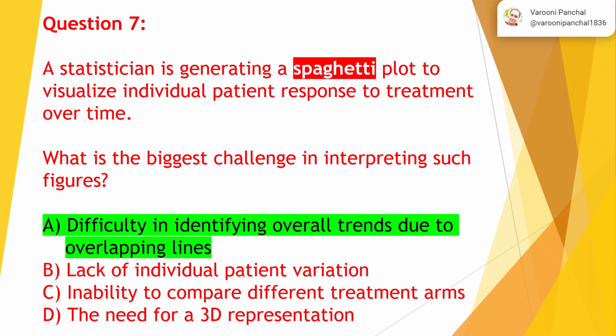Question 7. A statistician is generating a spaghetti plot to visualize individual patient response to treatment over time. What is the biggest challenge in interpreting such figures? Option B, lack of individual patient variation. No. Inability to compare different treatment arms. No. The need for a 3D representation. This is an irrelevant option. So the correct answer is difficulty in identifying overall trends due to overlapping lines. So in a spaghetti plot, there are multiple lines, so it becomes very difficult to identify what the trends are.